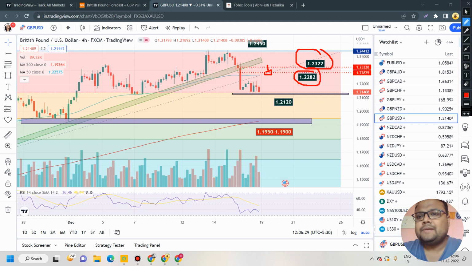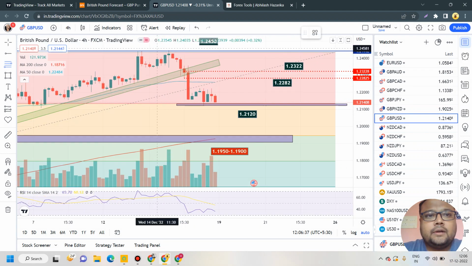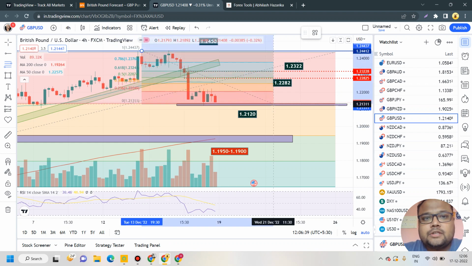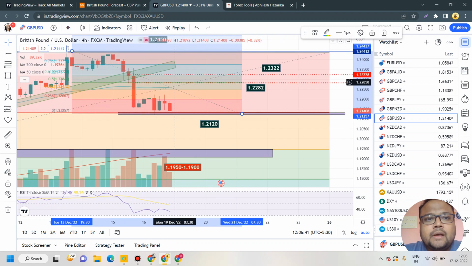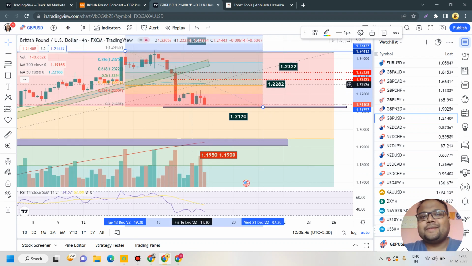In case market breaks 1.2282, then 1.2322 will come into the scene. The reason behind considering these two levels is, again, we are using Fibonacci retracement here. Fibonacci plus we can also see that previously these levels have acted as some kind of a support in the lower time frame as well.